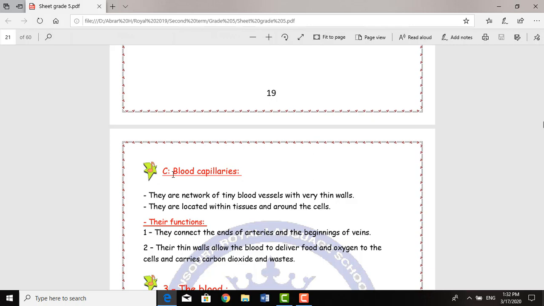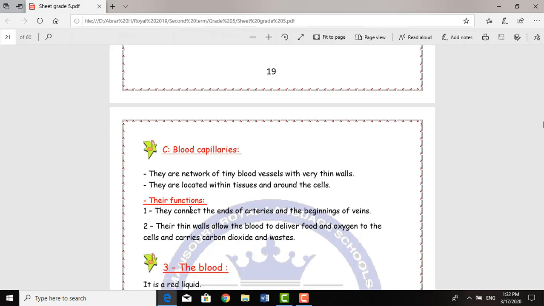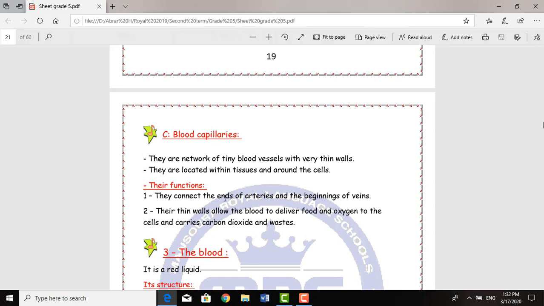The function of the blood capillaries: we just said that the blood capillaries connect the end of arteries and the beginning of veins. What do the arteries carry? The arteries carry oxygen and the veins carry carbon dioxide. So the thin walls of the blood capillaries allow the blood to deliver food and oxygen to the cells and carry carbon dioxide and waste outside the cells.